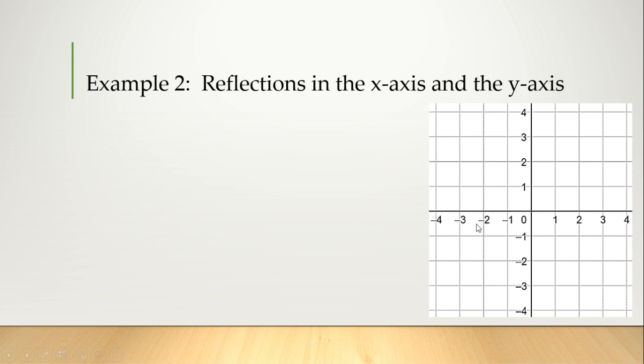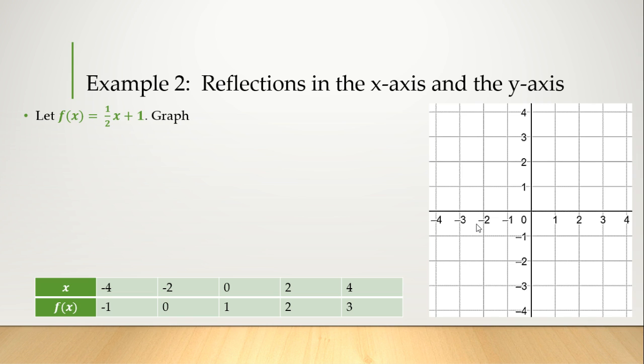Okay, now let's see some examples of what that's going to look like. We've got f of x is equal to 1/2 x plus 1. We make our table just like before. Now that we've got our table, graph our points. Draw the line. Next, here's g of x.